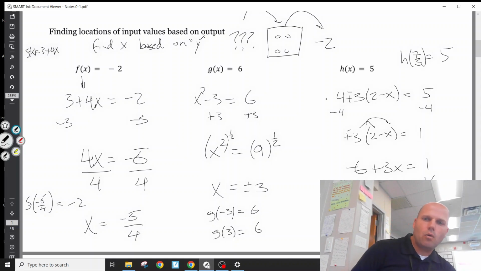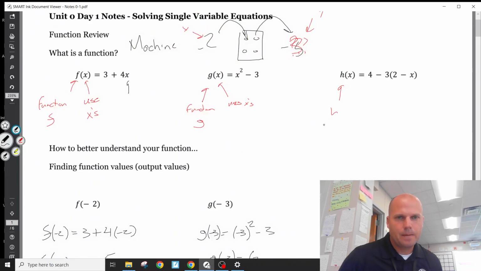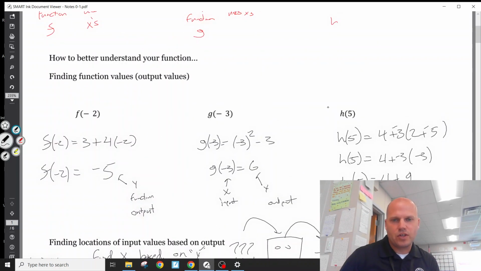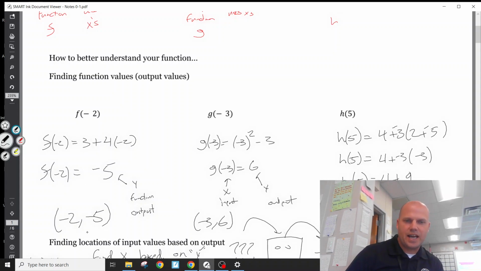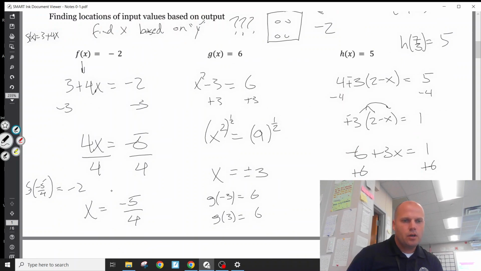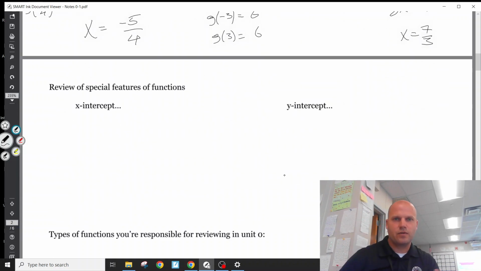Okay? Now, what is important about this is that what we have are these connected values, like -2 connects to -5. -3 connects to 6 for g. 5 connects to 13. We can list these connections as pairs. -5/4 connects to -2. If we input -3, we get 6. +3, 6.